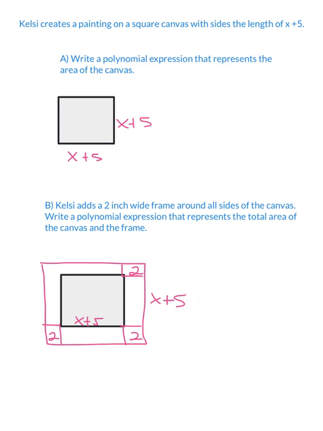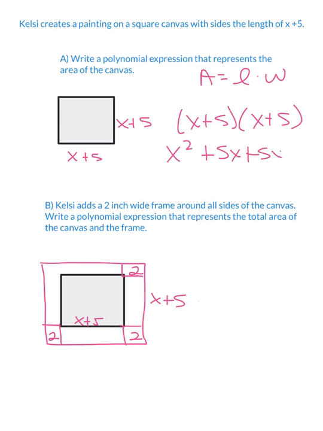Let's take a look at a word problem. It says Kelsey creates a painting on a square canvas with side length x plus 5. Part A says write a polynomial expression that represents the area of the canvas. Now remember, the formula for area is equal to length times width. So we're going to multiply x plus 5 times x plus 5. And using FOIL, we have x squared. Outside is 5x, inside is 5x, and my last is 25. So we combine our terms, we have x squared plus 10x plus 25, and that would be units squared. Area is units squared.